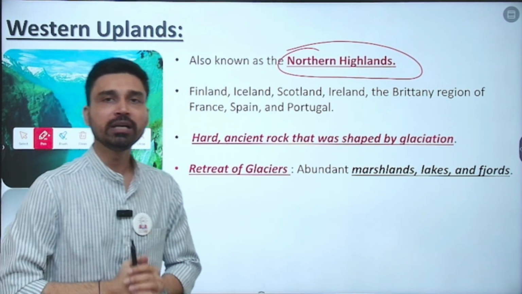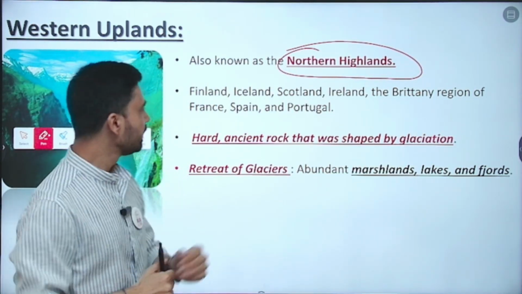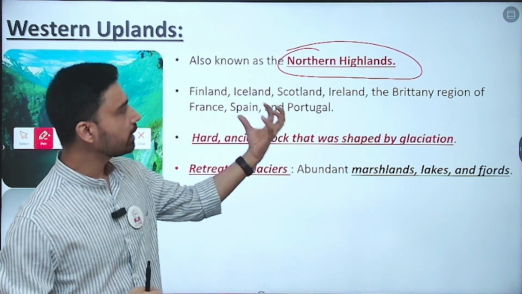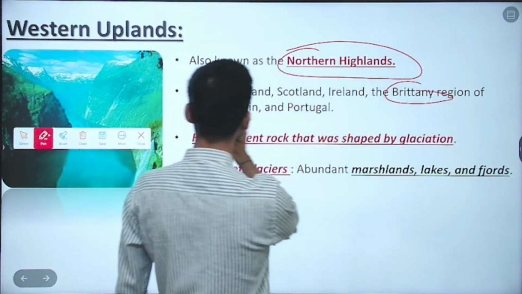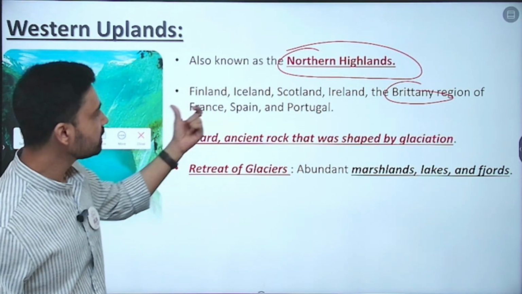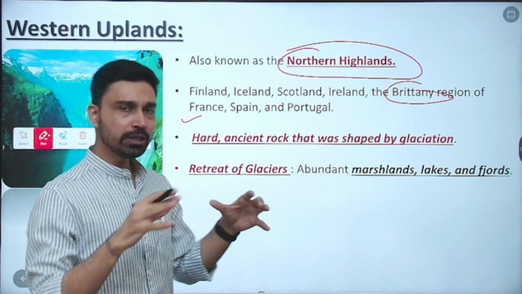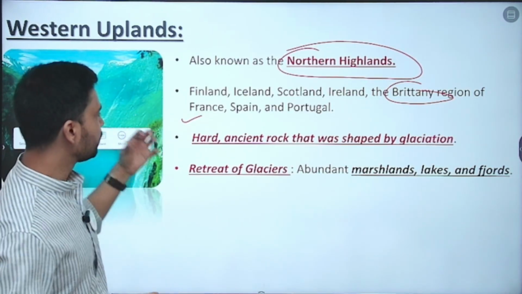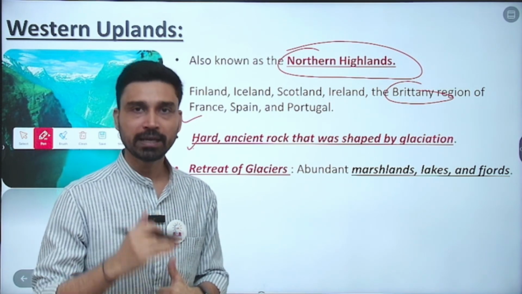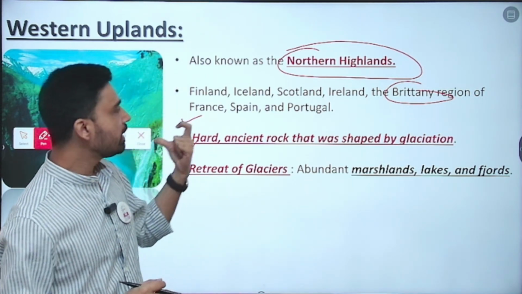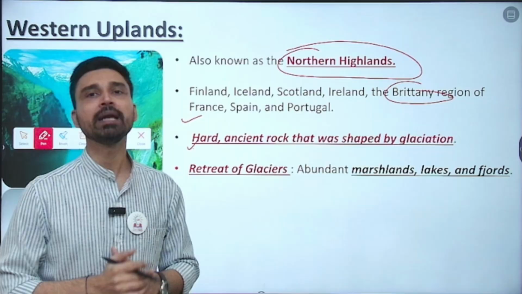If you talk about the countries which are part of this Northern Highland, these are Finland, Iceland, Scotland, Ireland, and very importantly, the Brittany region in France, Spain, and Portugal as such. These all consist of the Western Upland. These uplands are basically an example of a plateau, and these are made up of hard ancient rock that was shaped by glaciation.